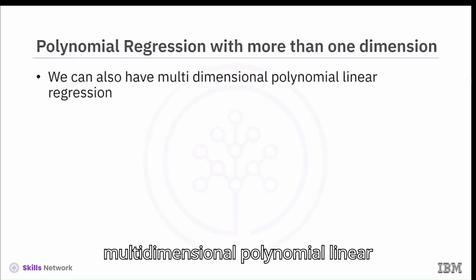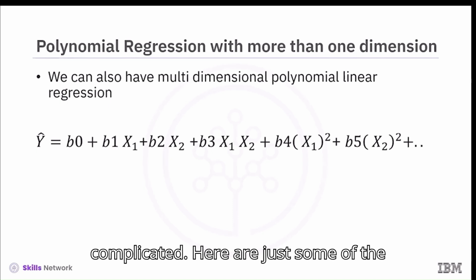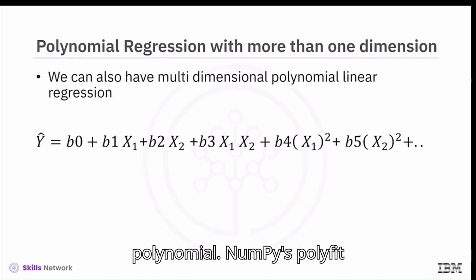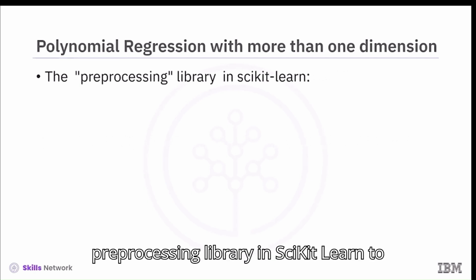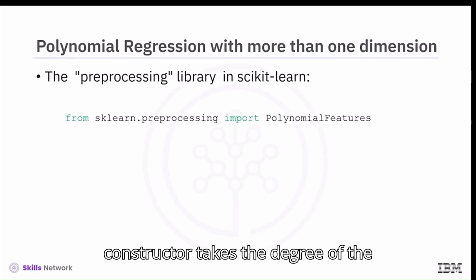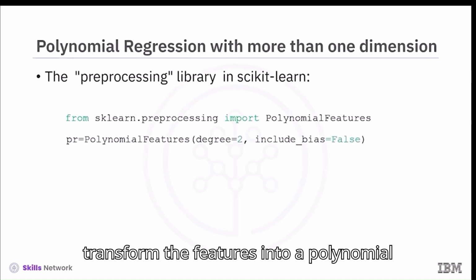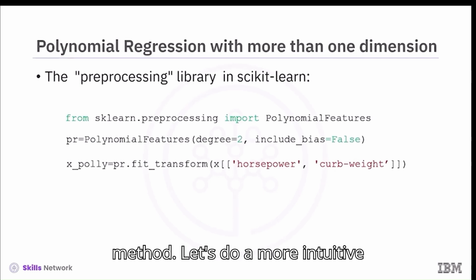We can also have multi-dimensional polynomial linear regression. The expression can get complicated. Here are just some of the terms for a two-dimensional second-order polynomial. NumPy's polyfit function cannot perform this type of regression. We use the preprocessing library in scikit-learn to create a polynomial feature object. The constructor takes the degree of the polynomial as a parameter. Then we transform the features into polynomial features with the fit_transform method.